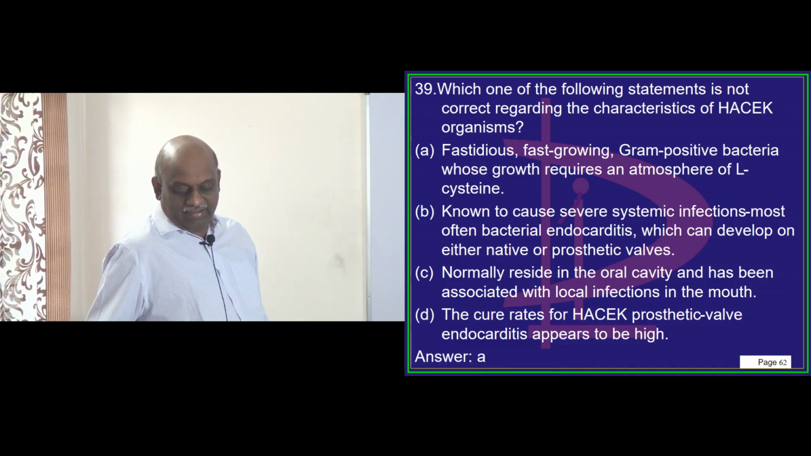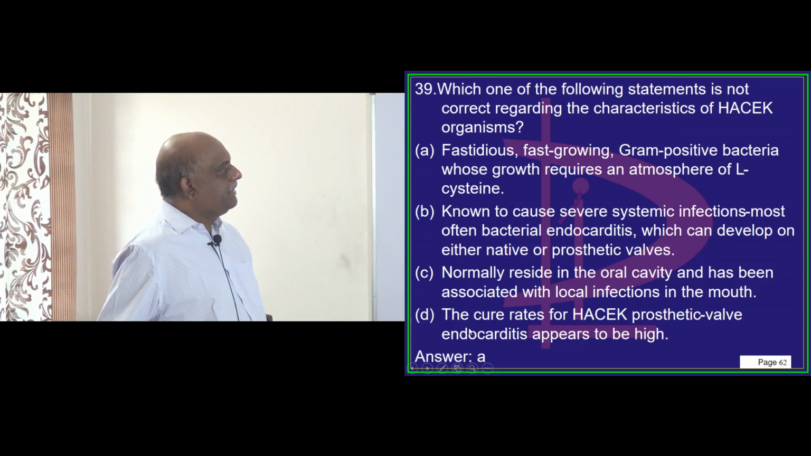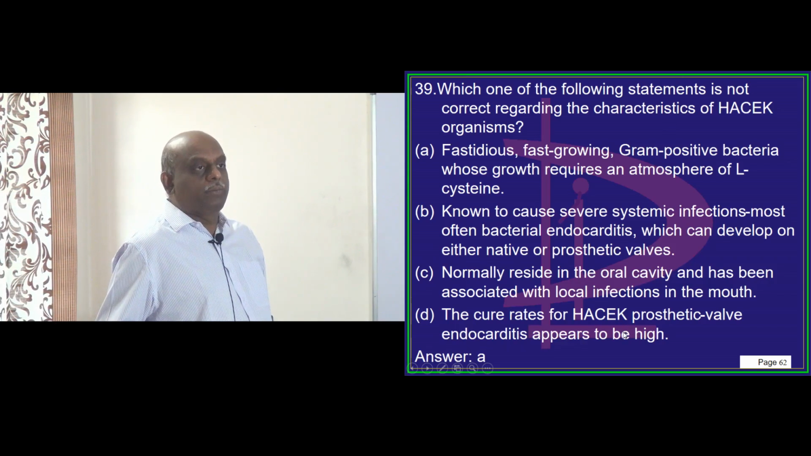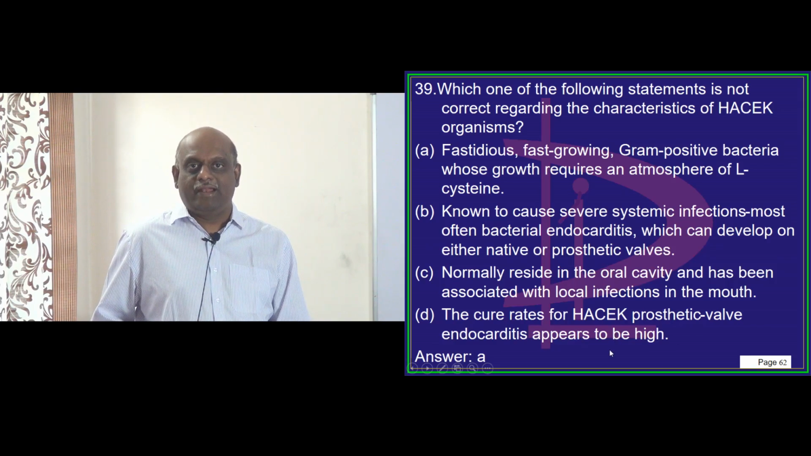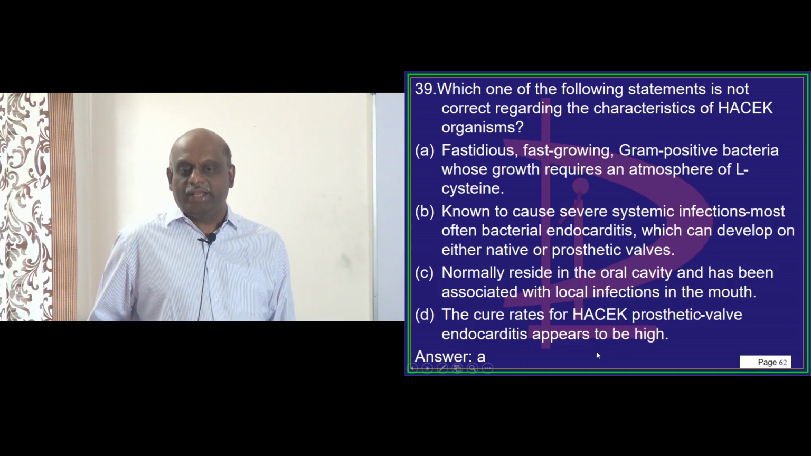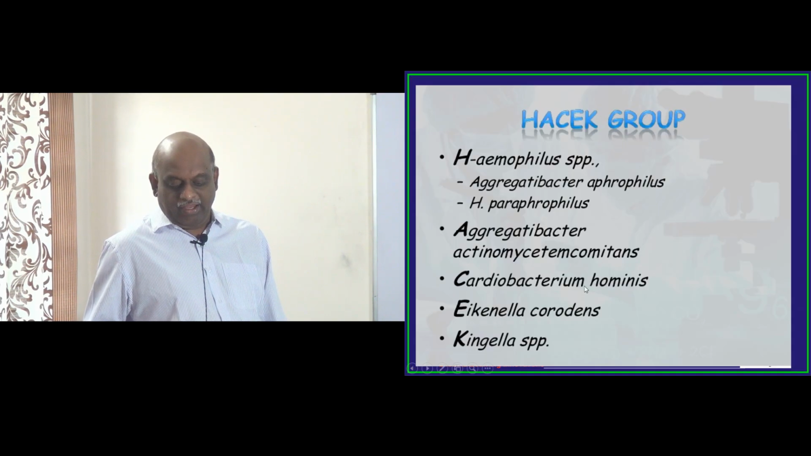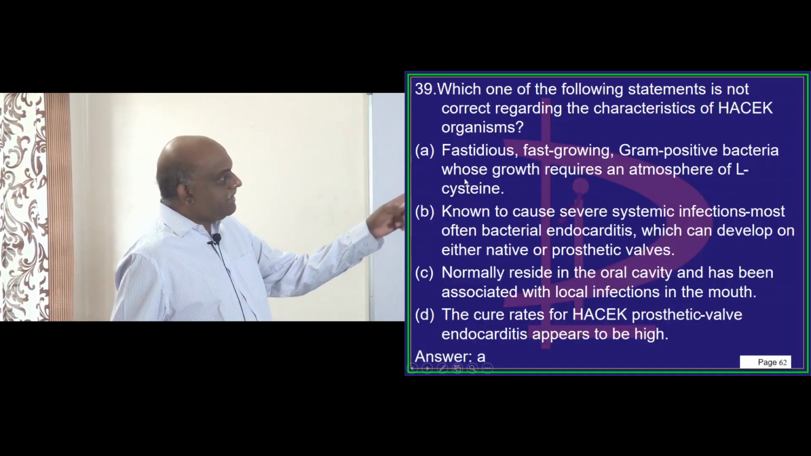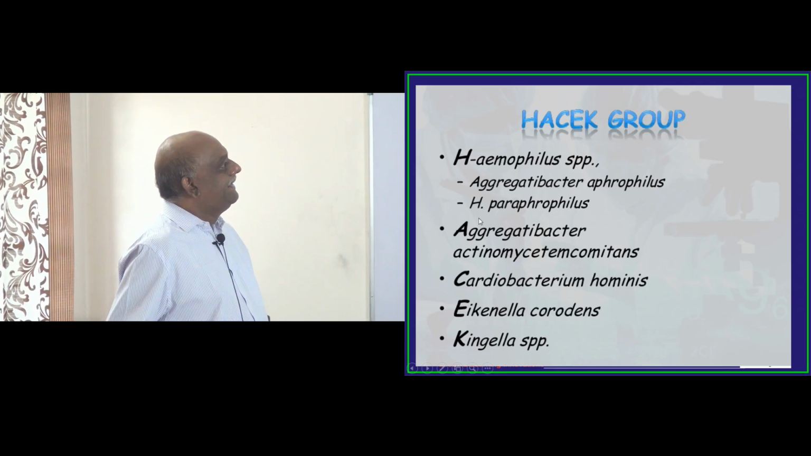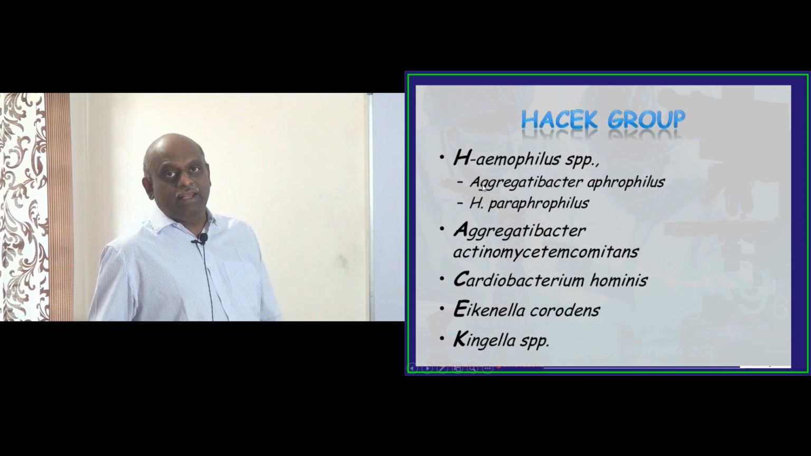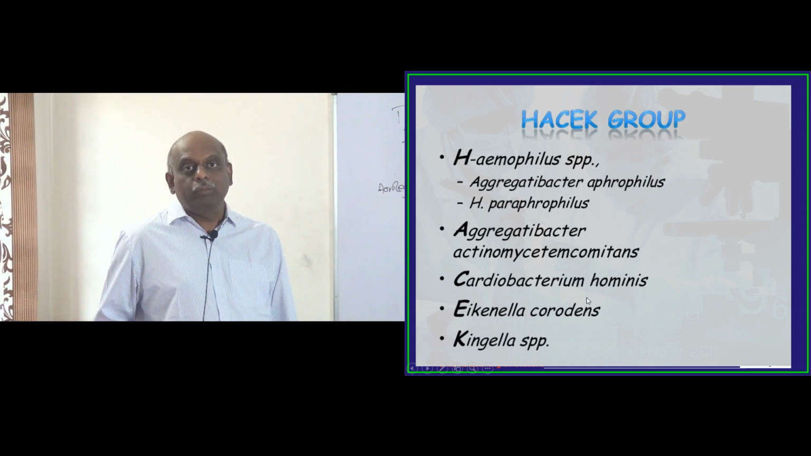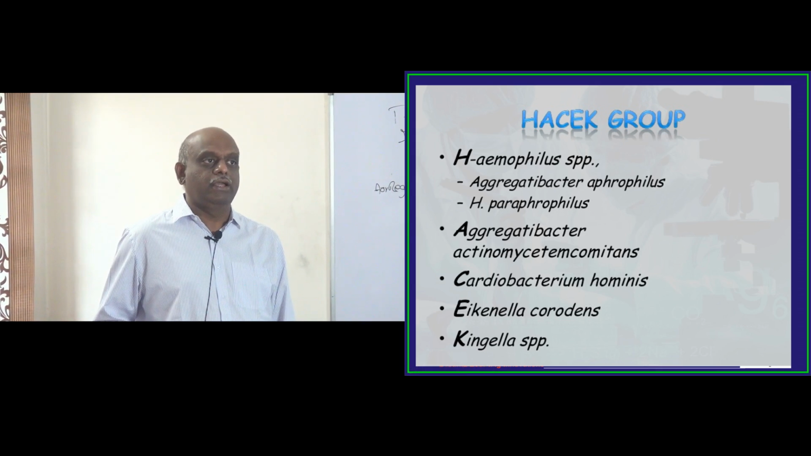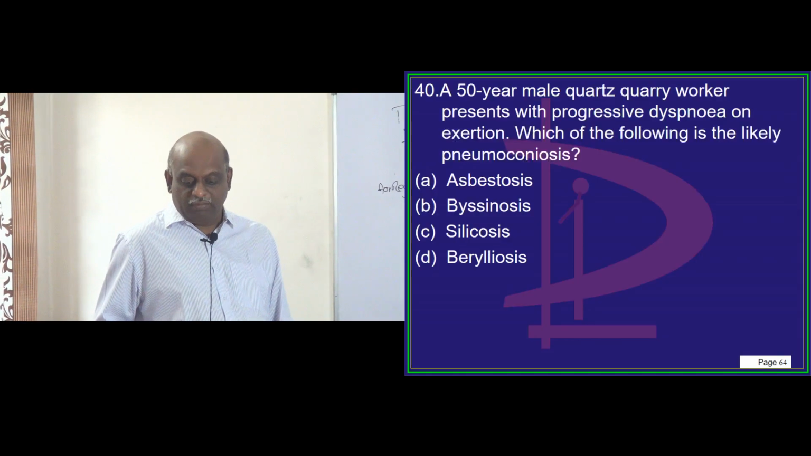Okay. Yes, NOT is there. The cure rates of the HACEK group, if you happen to discover the culture negativity, why it is there, is it fungus or HACEK, and then treat them, they are not very virulent organisms, and you will be able to get the recovery. That's the reason A is the answer. So HACEK is Haemophilus, Aggregatibacter, Cardiobacterium hominis, Eikenella corrodens, and Kingella kingae, is what you need to remember.